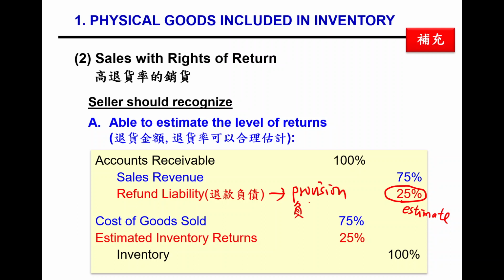负债准备. Why? Because I don't know when they are going to return the product back to you, right? So the timing, I am not sure. Maybe after 1 month, after 1 week, after 2 months, not sure. Then how much? Not sure. So I could only estimate based on past experience. Okay, 25%. So that's why you could estimate the level of returns that we will record the situation on your accounting books.